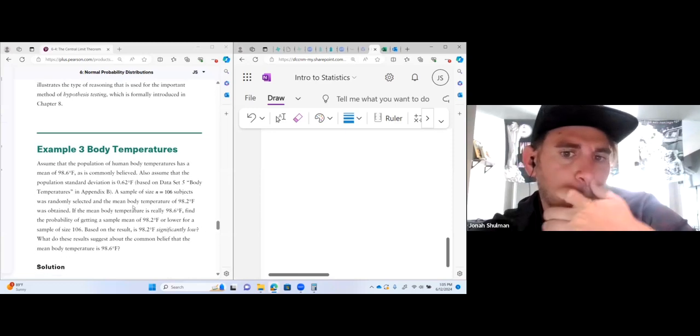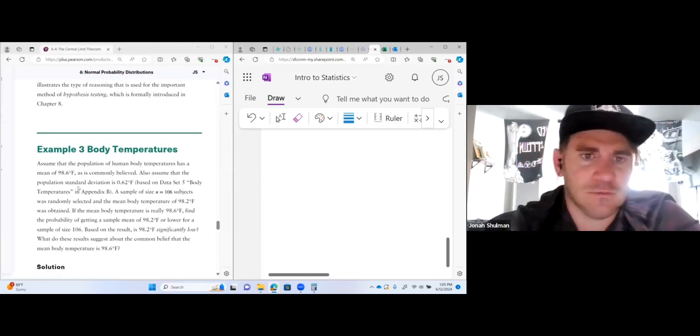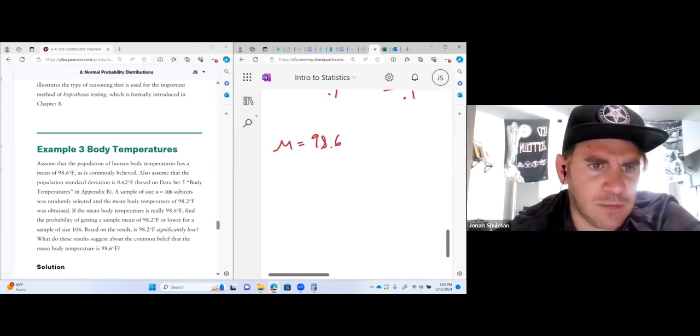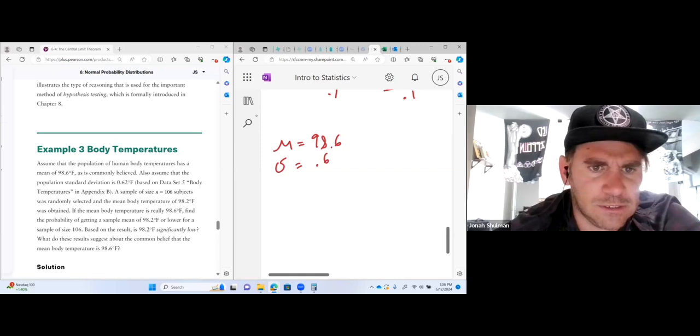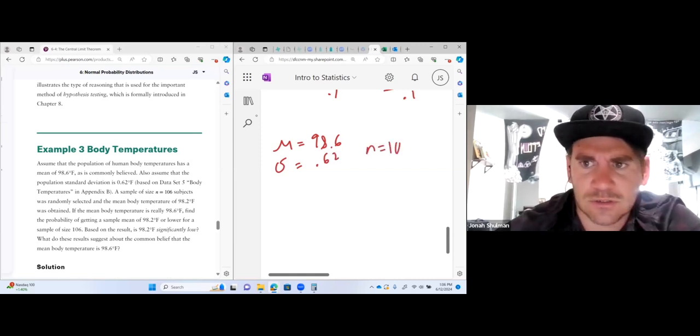All right, here we go. Assume that the population of the human body temperatures has a mean. Here's our first thing. Here's our mean, 98.6. Also assume that the population standard deviation, right? The population standard deviation is what? 0.62. Now our n is 106 people.